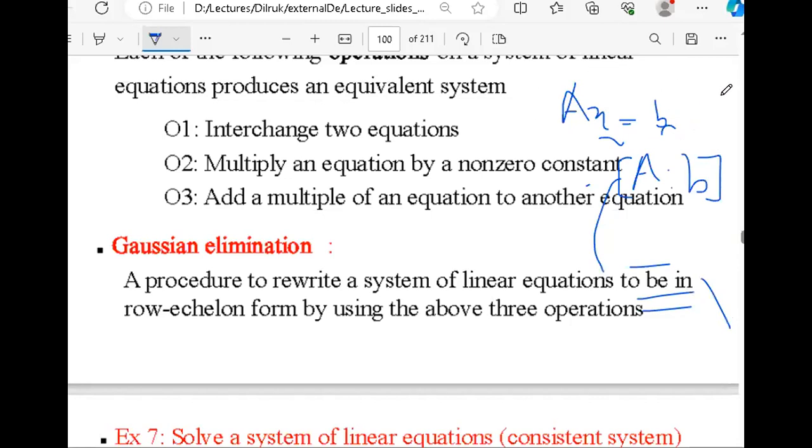The takeaway point: write your system in matrix form. If you have a system like this, write that system in matrix form. Then consider the augmented matrix. Reduce this augmented matrix to something simpler to deal with.